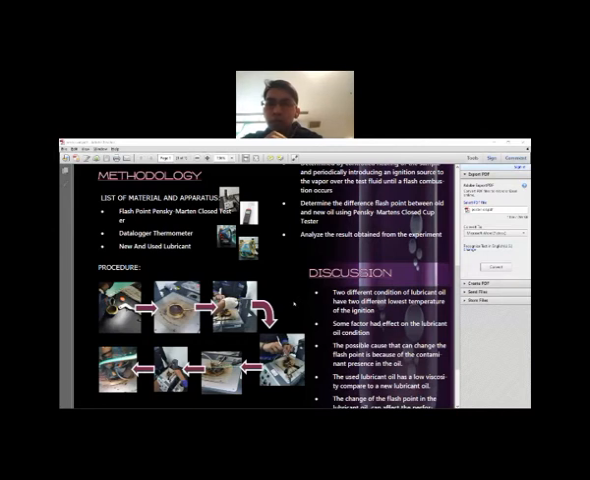For the methodology, the list of materials and apparatus is shown below. The first is the Pensky-Martens closed cup tester, whose function is to determine the flash point of flammable liquid, while the data logger thermometer is used to measure the temperature of the flammable liquid. The new and used lubricant oil are the oil samples for the flash point test. The procedure is shown below.